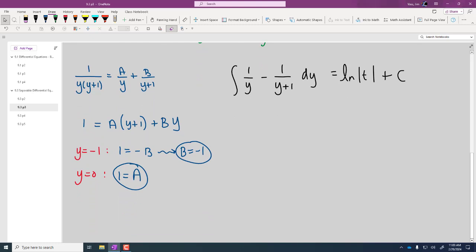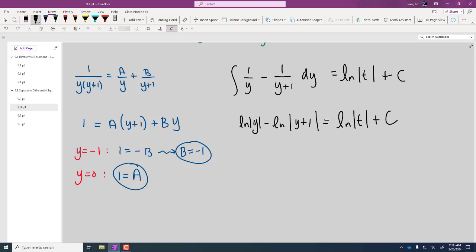And then we have a natural log of absolute y on the left, minus natural log absolute y plus 1. We don't need to put another C. That C can just get swallowed into the C that's already on the right. So that is general, and that is implicit. We would like to get to an explicit solution if we can.